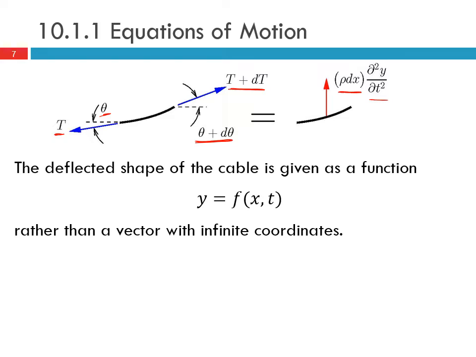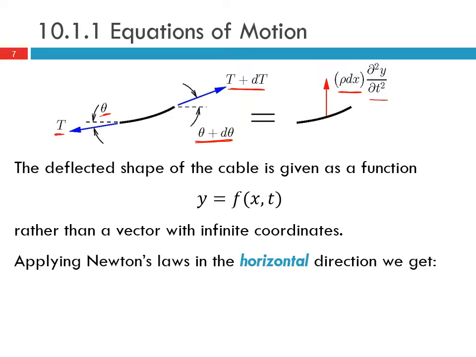Now the deflected shape of the cable is given as a function, y, which is a function of x and t. And we use this rather than a vector of coordinates. So for a multiple degree of freedom system, the deflected shape was given as a vector of a finite number of coordinates. Here we need an infinite number of degrees of freedom to describe the system. So instead of using a vector with an infinite number of coordinates, we just use a function.